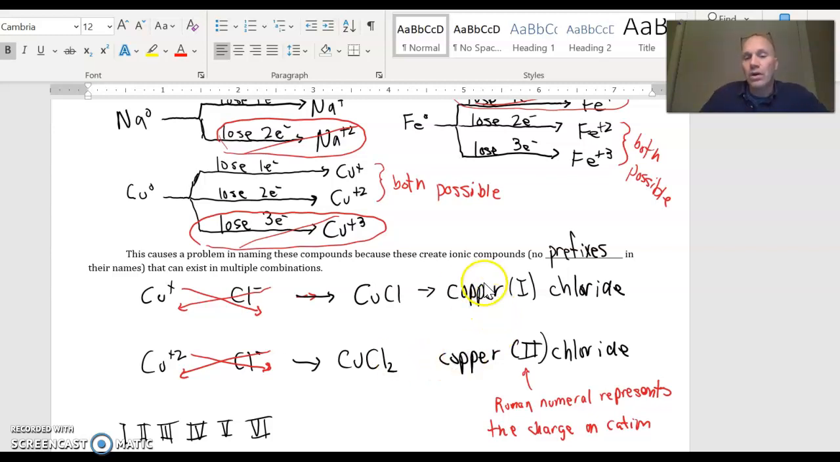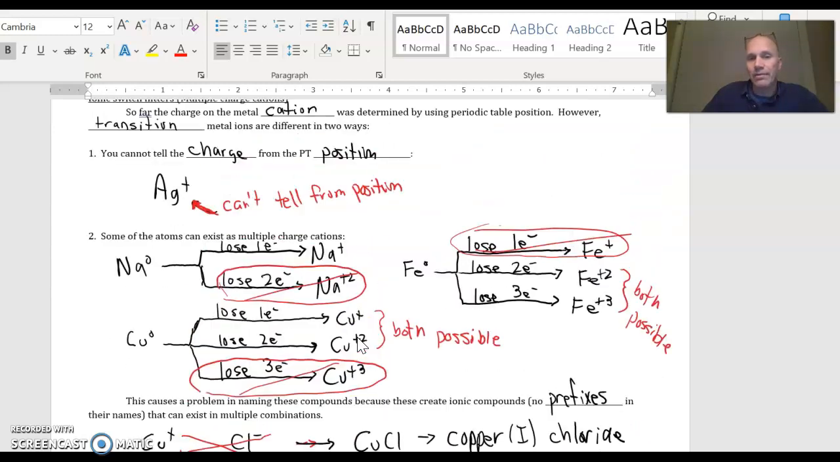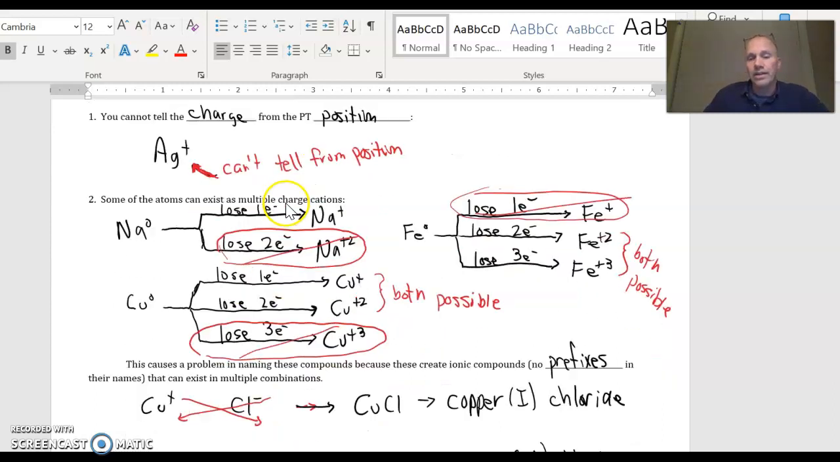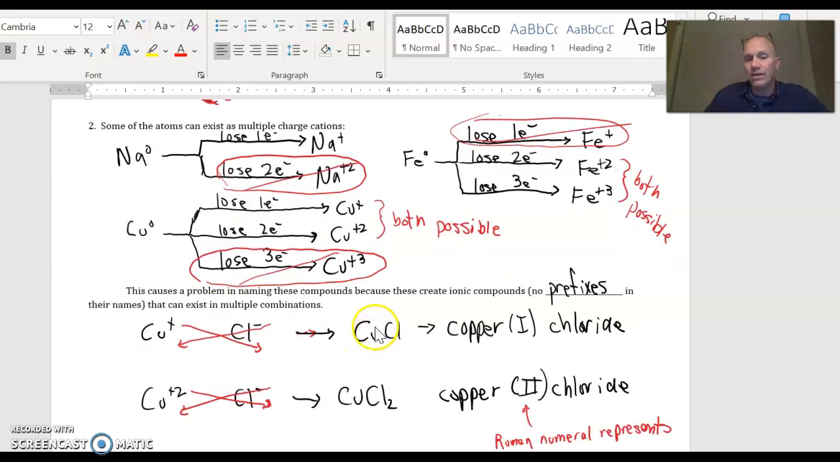All right. So the way that we get around this with these what are called transition metal compounds, or sometimes called multiple charge cations, a name that I use for them is switch hitters. It's a reference to baseball, where sometimes a batter could bat left-handed or right-handed, in the same way that these ions could either have this charge or that charge.